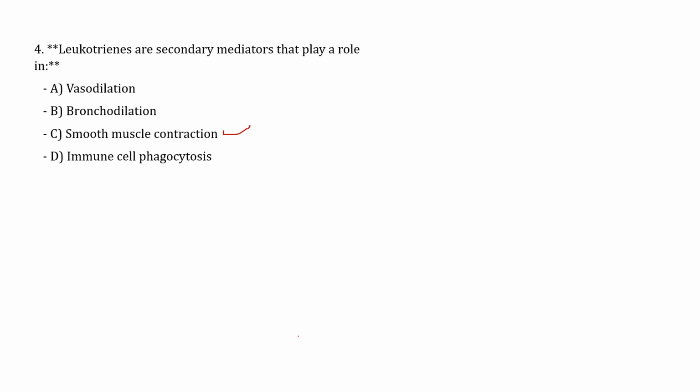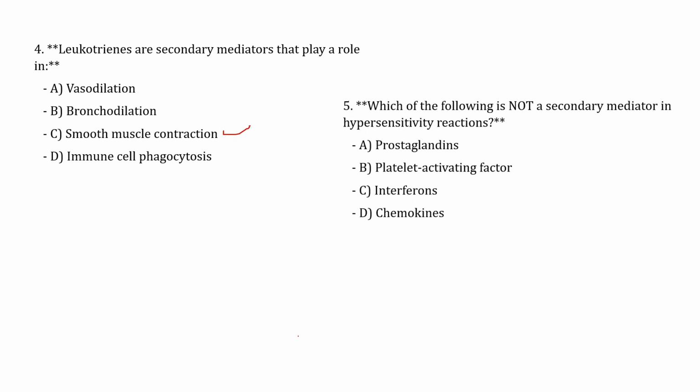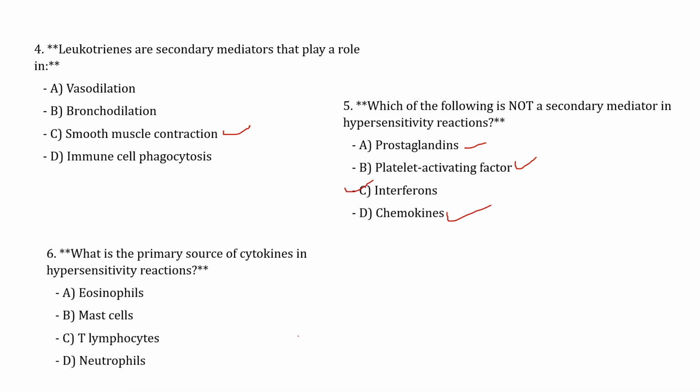Which of the following is not a secondary mediator in hypersensitive reaction? Prostaglandins, yes. Platelet activating factor, yes. Chemokine, yes. But interferon is produced by virus infected cells. So the correct answer is C. What is the primary source of cytokines in hypersensitive reaction? The primary source is the mast cells, obviously.